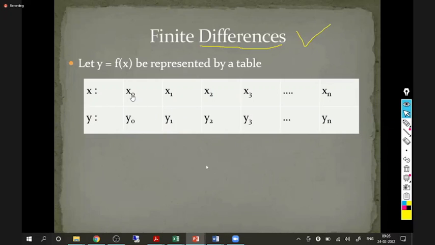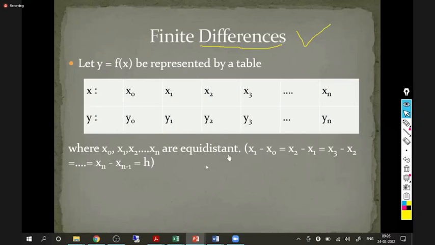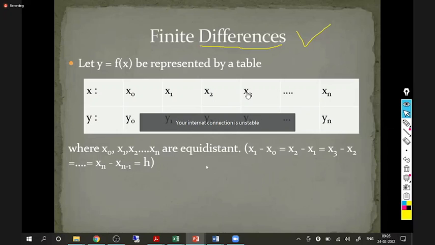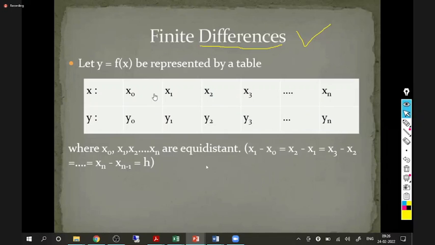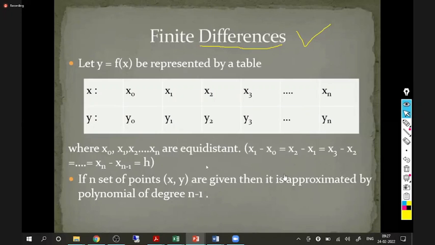So what are the important things about this table? The difference between two successive values of x is constant. Suppose you take x1 minus x0, you get some number h. Then x3 minus x2 should be h again. So the values of xi should be equally spaced. That is the requirement. And then the approximation is by an n minus 1 degree polynomial. That is what happens in finite differences.